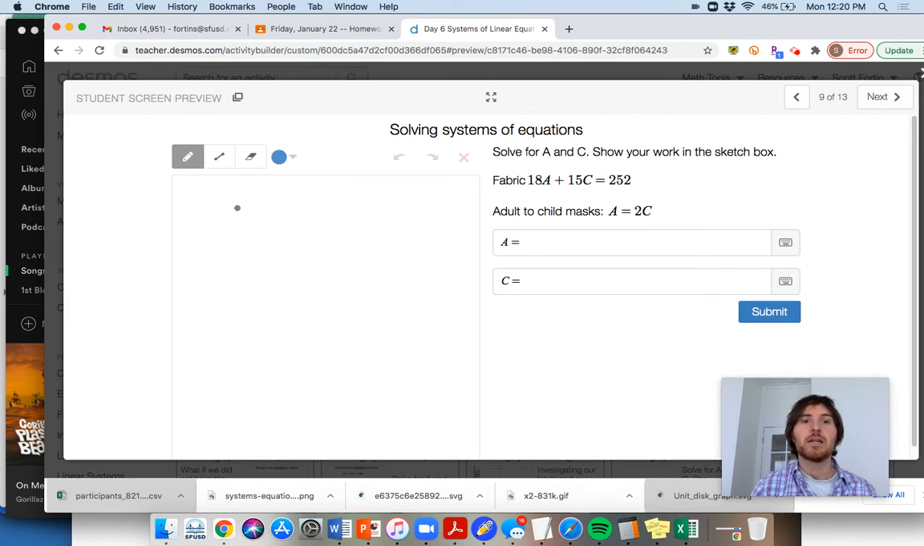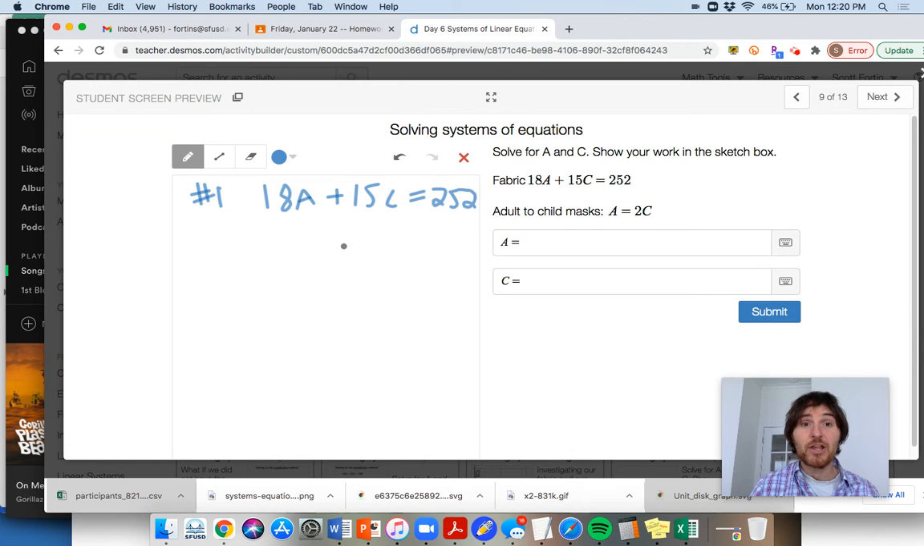Okay, what am I doing here? Well, I'm going to write my two equations. Remember, what is a system? Hopefully you put that in your notes. A system of equations is two or more equations that share the same variables. So equation number 1 is 18a plus 15c equals 252.